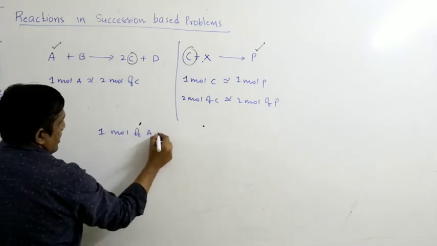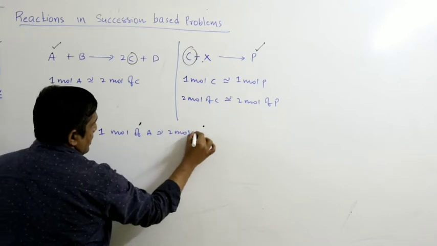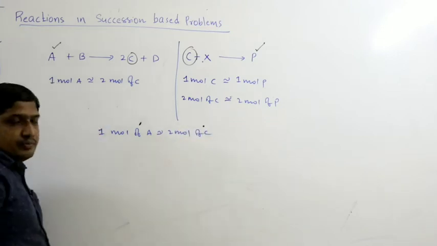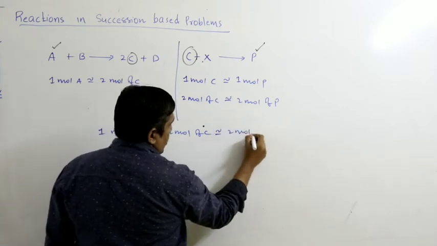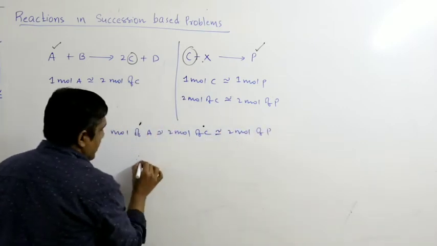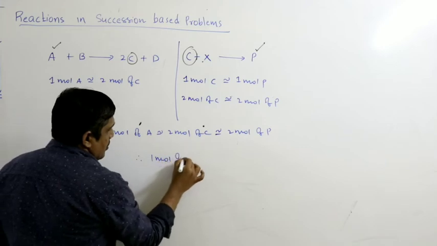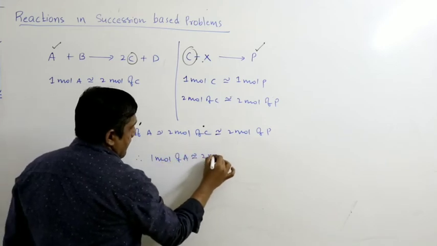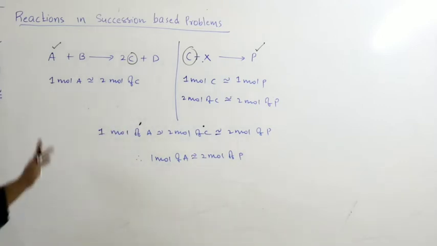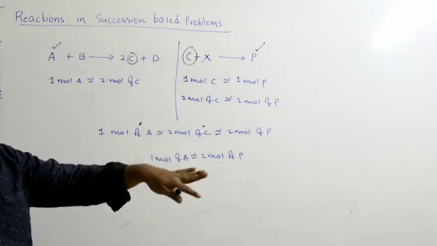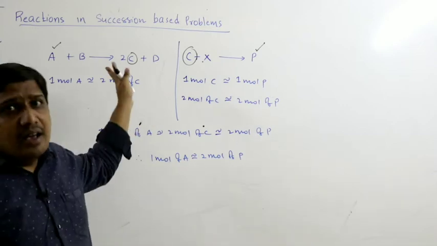1 mole of A is stoichiometrically equivalent to 2 moles of C. Here 2 moles of C is stoichiometrically equivalent to 2 moles of P. So what can I write? 1 mole of A. So we are finding the indirect relation by using a common component.